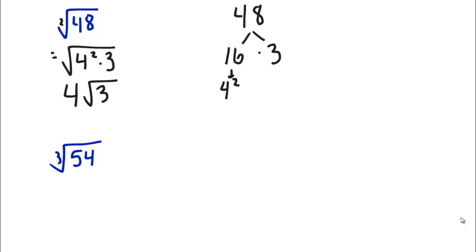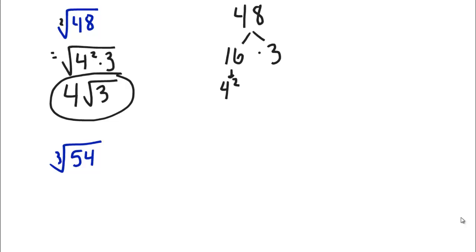So we broke it apart into what we could, and the 3 was left over inside the radical. The square root of 4 squared turned into just a 4. That's all we could do, because root 3 cannot be simplified any further. So the square root of 48 turns into 4 square roots of 3.